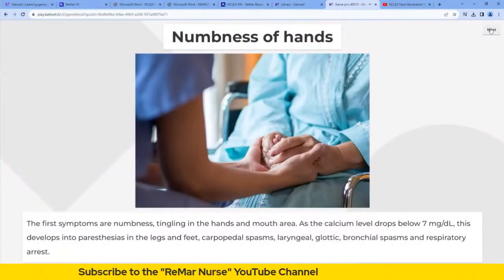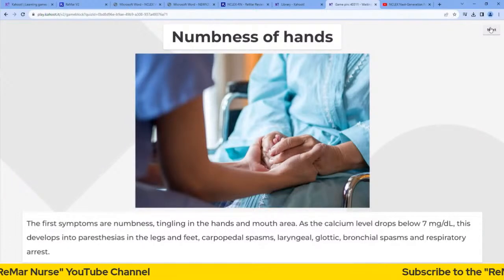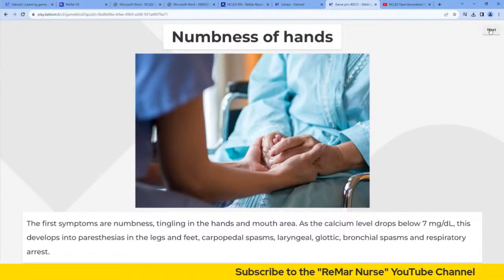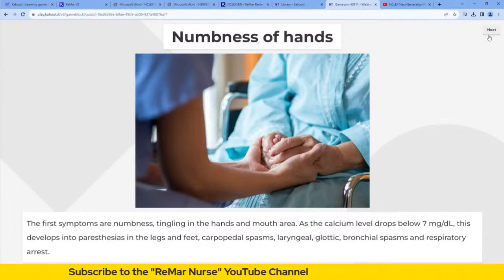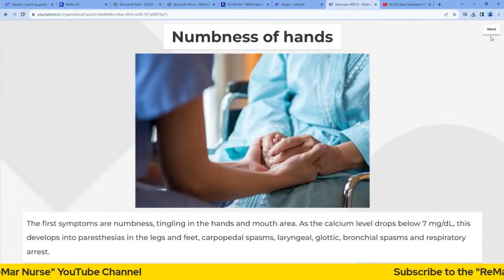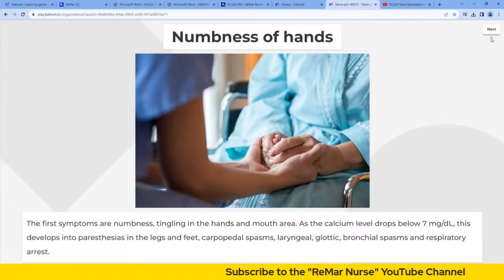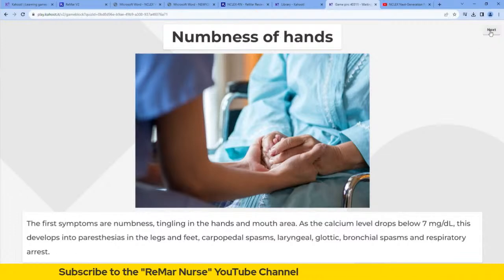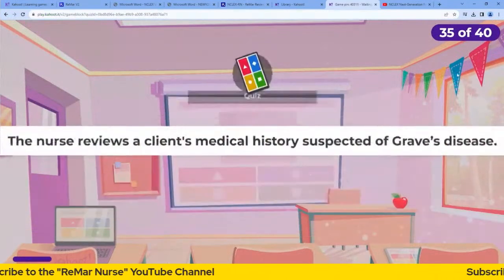Numbness of hands. The first symptoms are the numbness, tingling in the hands and mouth area. And then as the calcium level drops below 7, this develops into the paresthesias in the leg and feet, carpopedal spasms, laryngeal or glottic or bronchial spasms, and then respiratory arrest. It's going to affect the muscles in a severe way.